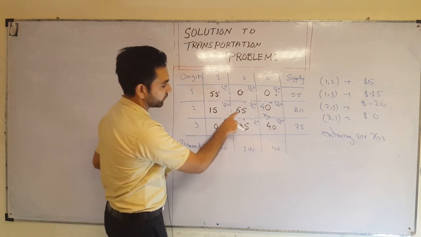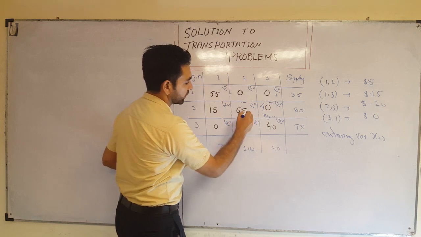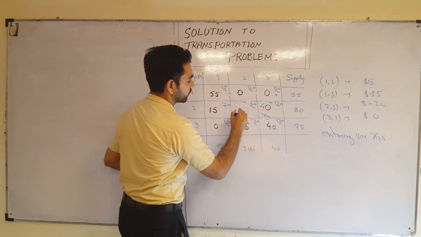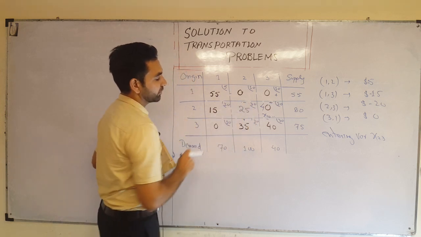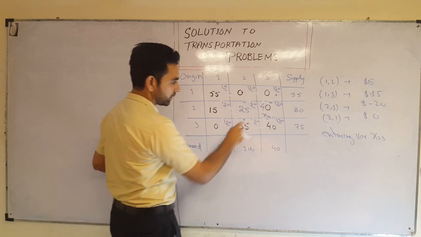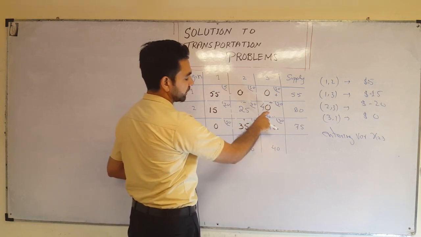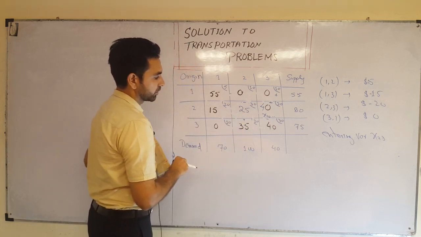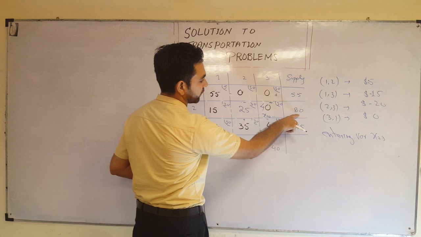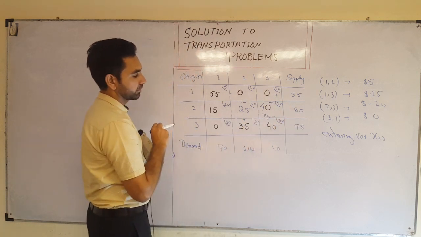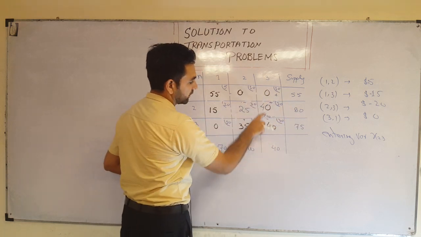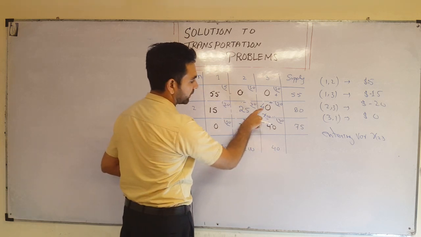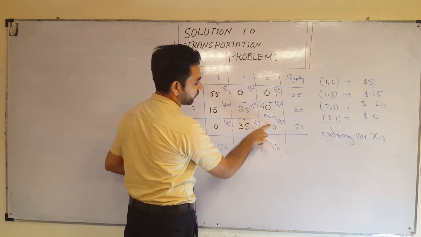So if we subtract 40 from 65, 65 minus 40, we are left with 25. This is 40, we added 40 to it. We subtracted 40 from here, so we are left with 25. If you add these three, it will give you 80. Nothing has changed over here. But if you look at this one now, the demand was 40, now the demand is 80. It means if you added 40 here, we have to subtract 40 from here.